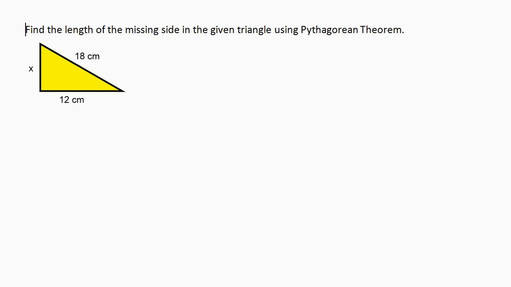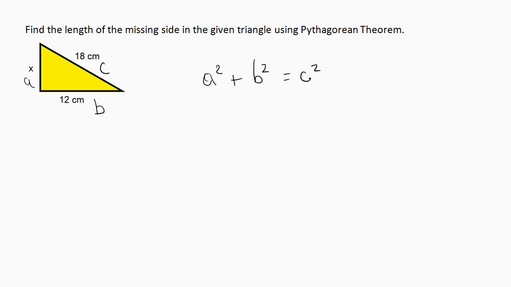Find the length of the missing side of the given triangle using the Pythagorean theorem in this example as well. Now in this case, the hypotenuse is given, but we don't know one of the side lengths that's not the hypotenuse. Again, I can just label this A, and this one B, and this one has to be C in our equation, and start by writing down the equation a squared plus b squared equals c squared.